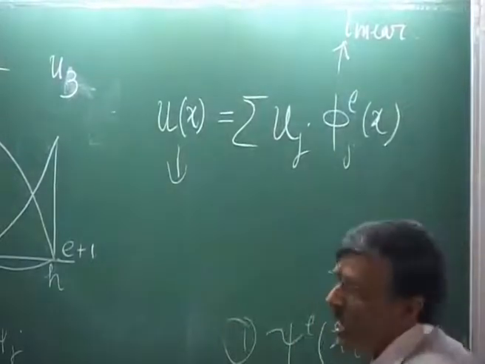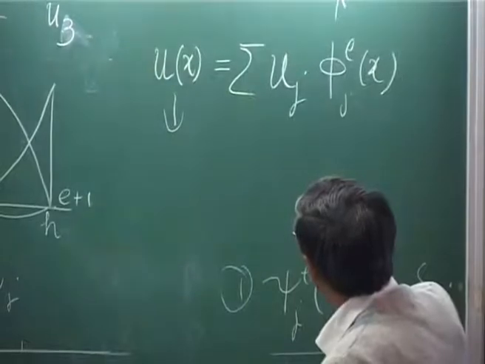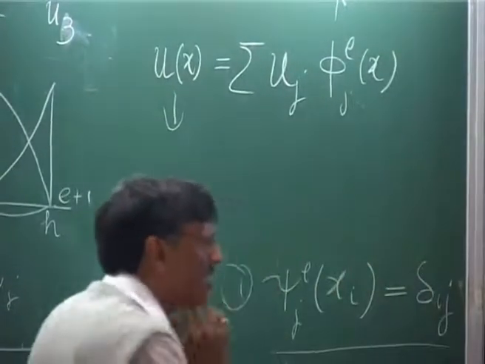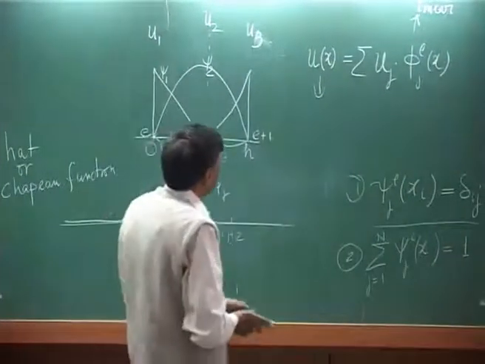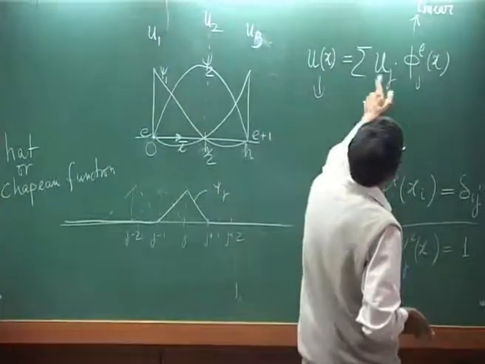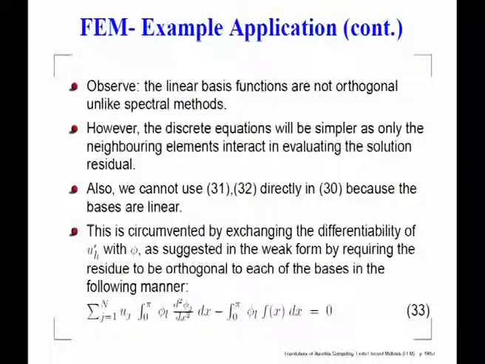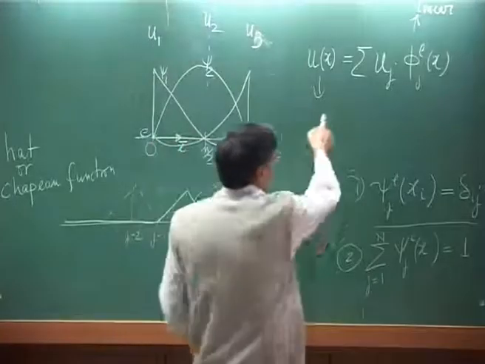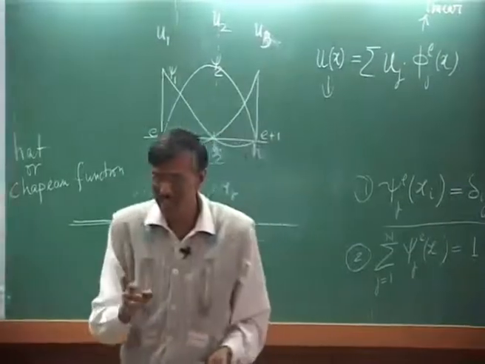What we could do is exchange some of this differentiability of these functions from here to here, such that we are going to look at it like this. So substitution of this expression in the differential equation will give us this kind of a form. And what have we done? It is a Galerkin method.